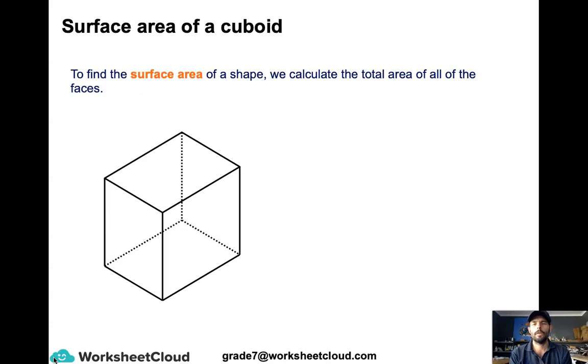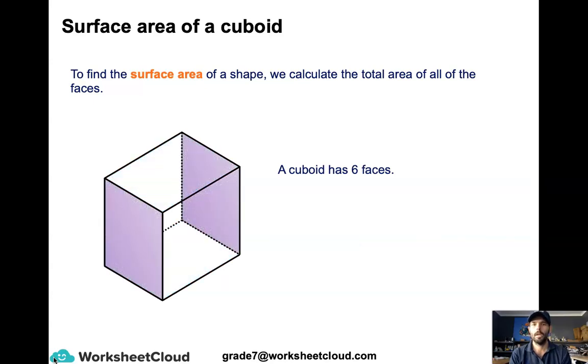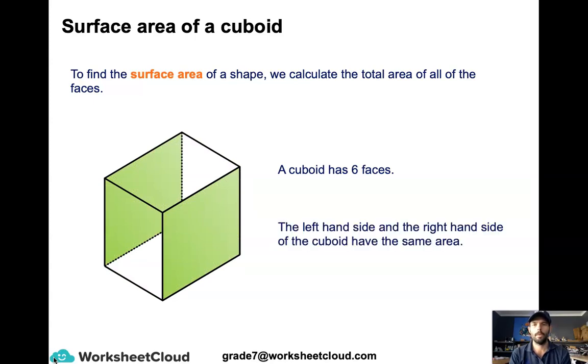Okay, so to find the surface area of a shape, we need to calculate the total area of all the faces. So we've looked at the difference between faces, vertices, and edges. And now we should be able to work out or remember that a cuboid has 6 faces. The top and the bottom of the cuboid have the same area, okay? And those are now highlighted to you in blue. And then those in purple are the same. As well as those in green are going to be the same area.